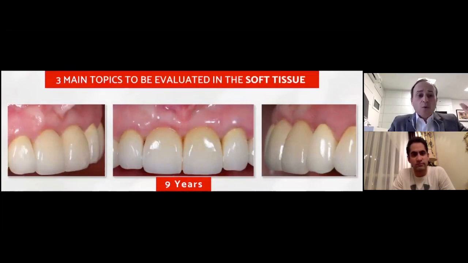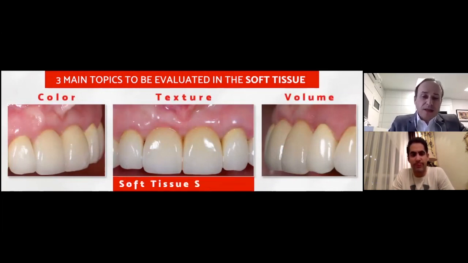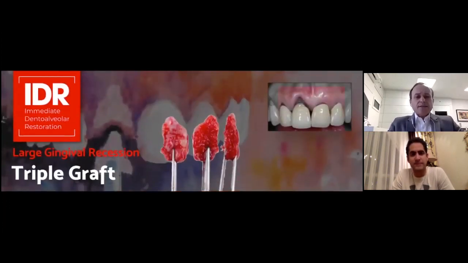Now, we have three main topics to evaluate in this soft tissue. We have to evaluate the maintenance of the color, the texture, and the volume of soft tissue. So I can say that we got soft tissue stability. And how about cases where the patient presented large gingival recession, as you can see in this case? In cases like this, it's mandatory to use a triple graft. It's a little bit different from the other graft that we discussed before, because this graft has connective tissue along with cortical cancellous graft in one single piece.